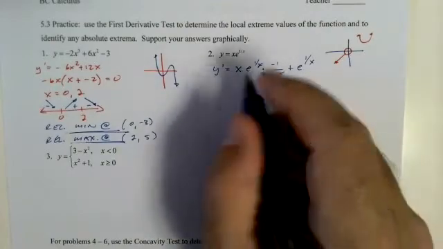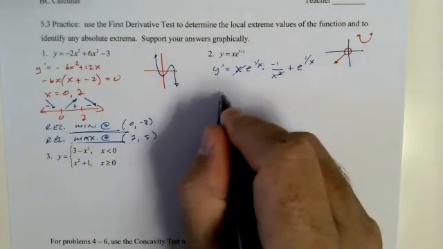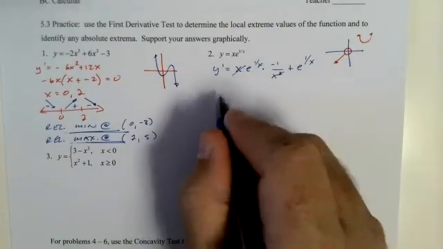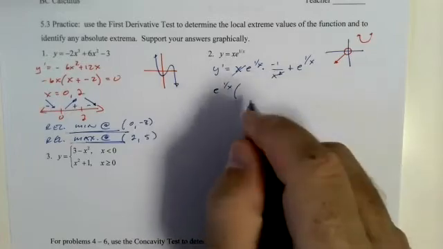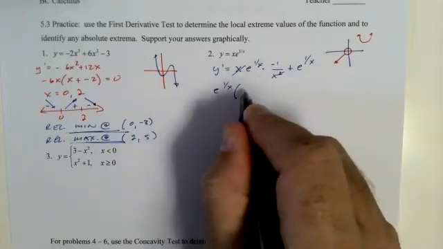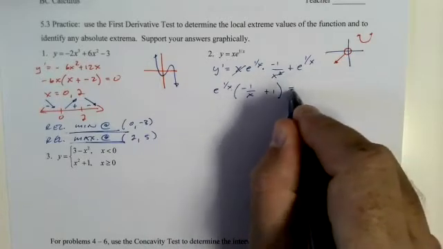I can cancel this x squared and this x. So I get e to the 1 over x. I'm going to factor that out. E to the 1 over x. That's gone. I'm left with -1 over x plus 1. Set it equal to 0.